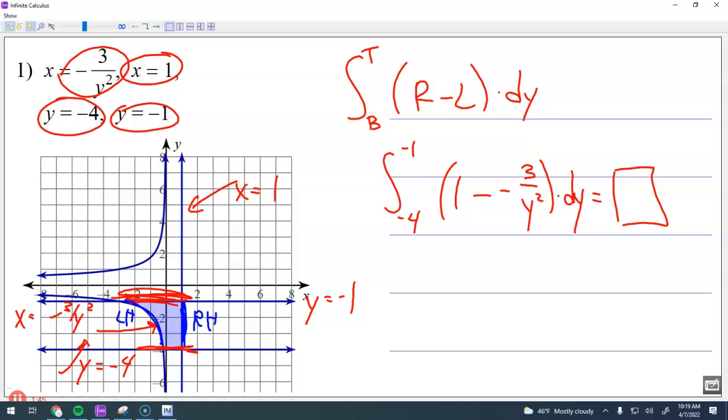I get 21 fourths, which is 5.25. So if you got that, good. If you didn't, let me know so I can fix whatever you put in your calculator. All right.